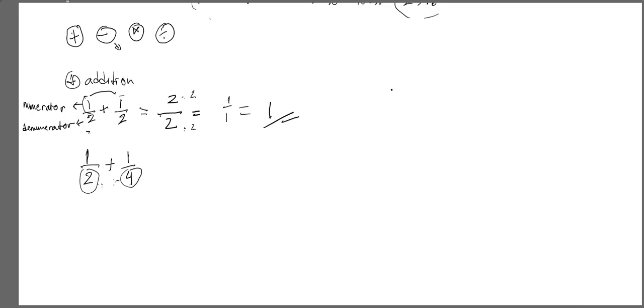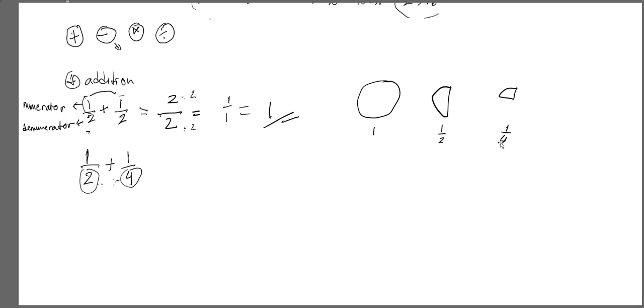Let's say we have this one cake, and we cut it into this. It becomes a half of the cake. And this one is 1 per 4, or a quarter of the cake.